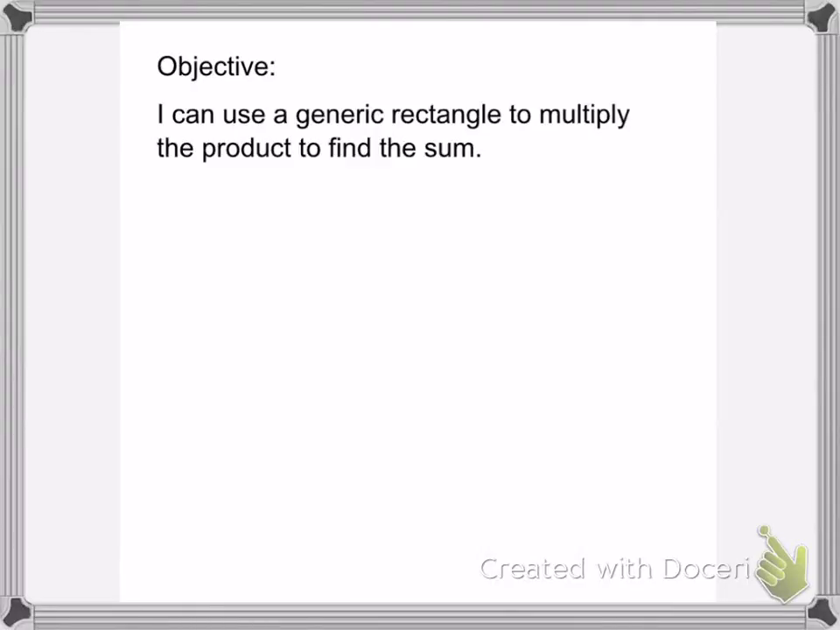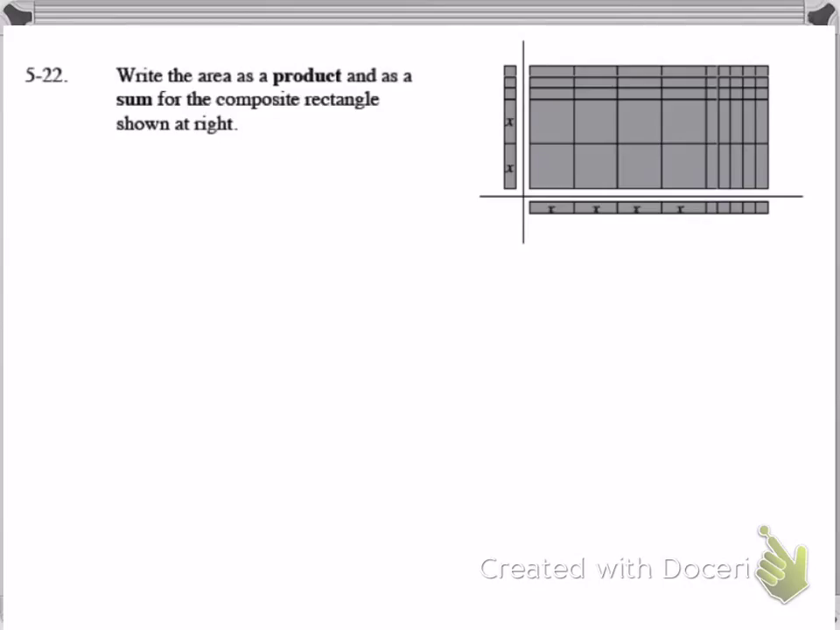The objective is going to consist of using a generic rectangle to multiply to find the product or to turn the product into a sum. This will make it a lot easier for us instead of having to use algebra tiles. So let's start off by reviewing what it means to write the area as a product and as a sum.